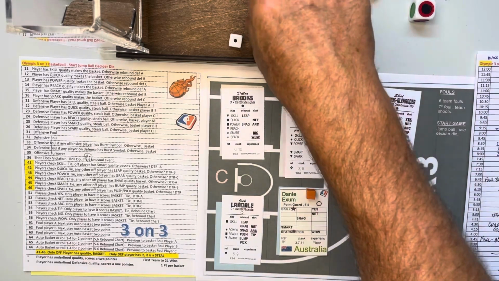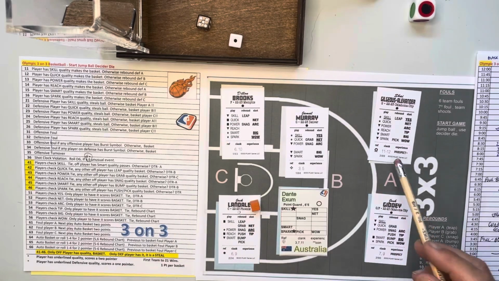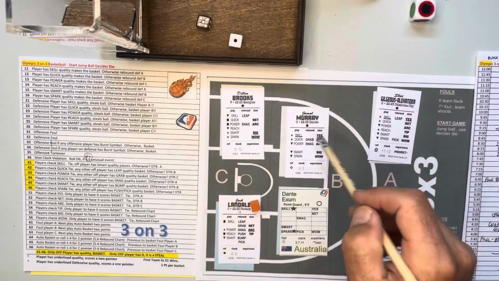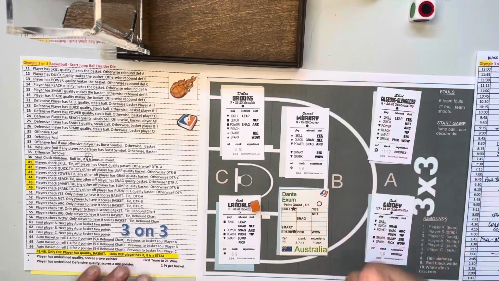And after a basket, you check the black die. If it's a 1-2, it goes to Gitch. 3-4 goes to Exum. 5-6 goes to Landale. So the black die will figure out possession. So 1-2 for A, 3 and a 4 on the black for B, and 5 and a 6 on the black goes to player C. So now Jack Landale has it.